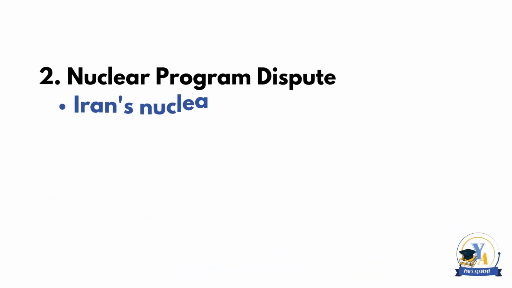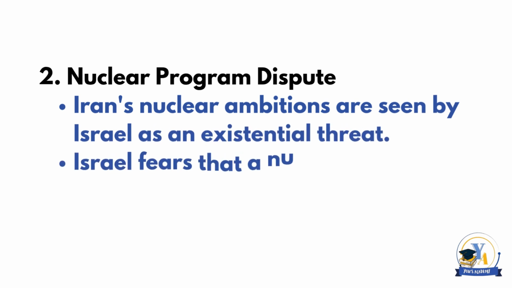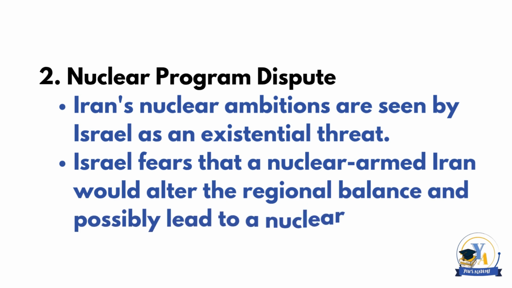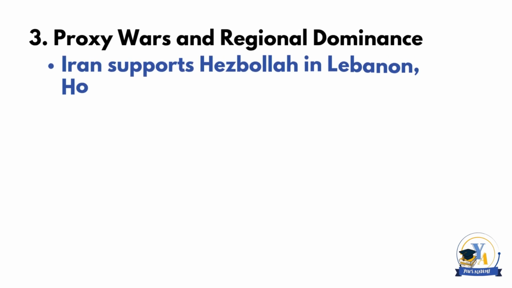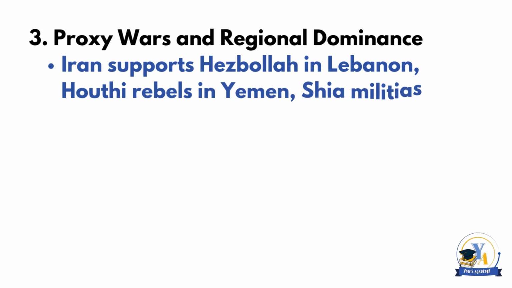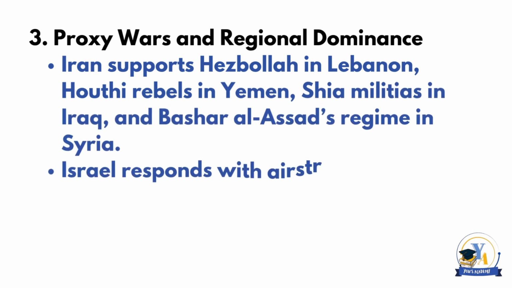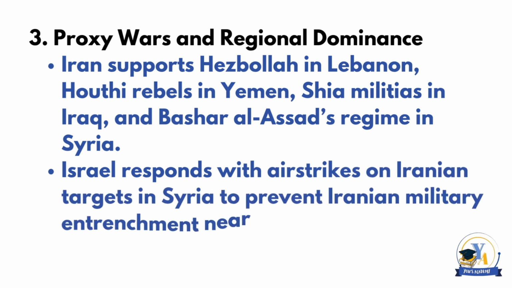2. Nuclear program dispute. Iran's nuclear ambitions are seen by Israel as an existential threat. Israel fears that a nuclear-armed Iran would alter the regional balance and possibly lead to a nuclear attack. 3. Proxy wars and regional dominance. Iran supports Hezbollah in Lebanon, Houthi rebels in Yemen, Shia militias in Iraq, and Bashar al-Assad's regime in Syria. Israel responds with airstrikes on Iranian targets in Syria to prevent Iranian military entrenchment near its borders.